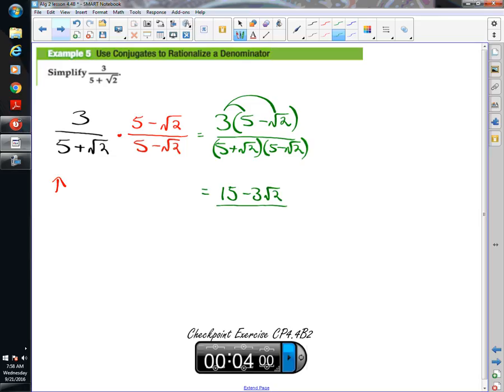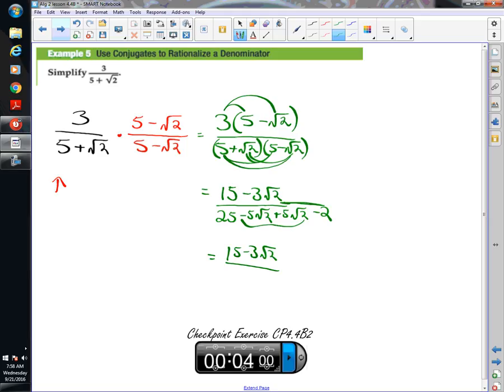I've got 5 times 5 is 25. 5 times the negative square root 2 is minus 5 square root 2. Square root 2 times 5 is plus 5 square root 2. And square root 2 times negative square root 2 is negative 2. Our middle terms will cancel out on this one. These two terms right here are opposites. So what I have now is 15 minus 3 square root 2 over 25 minus 2 for my denominator, or 23.